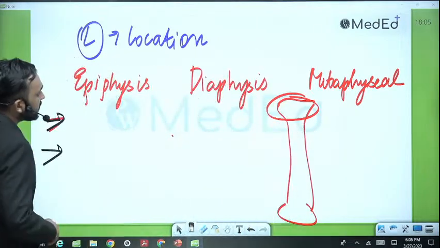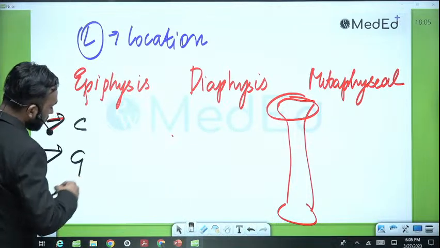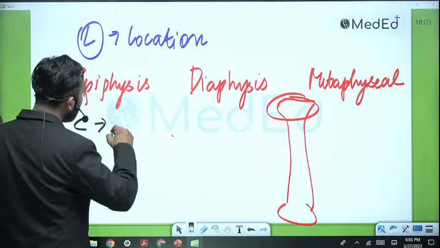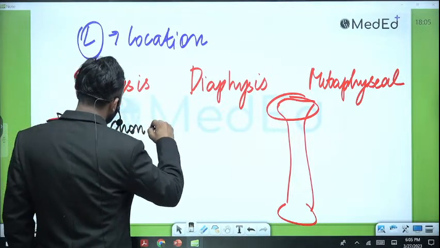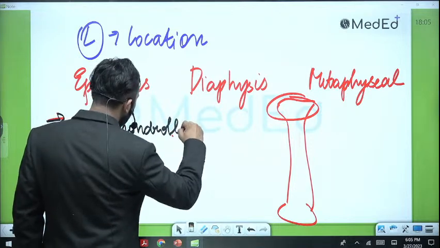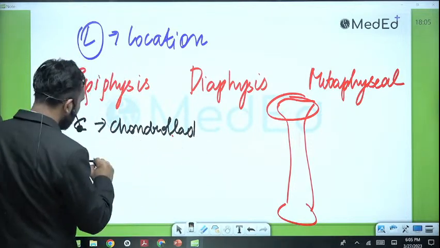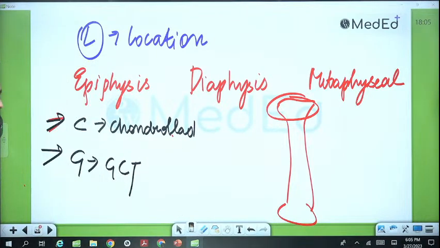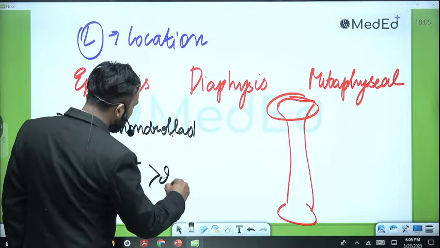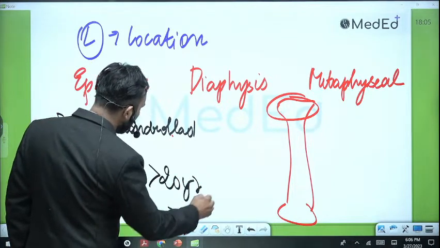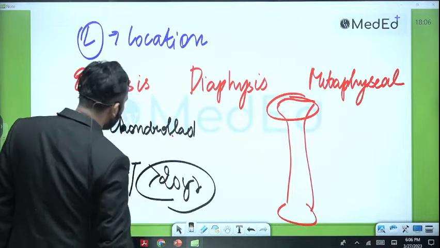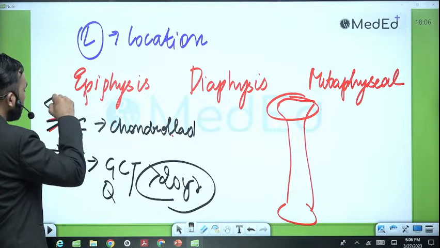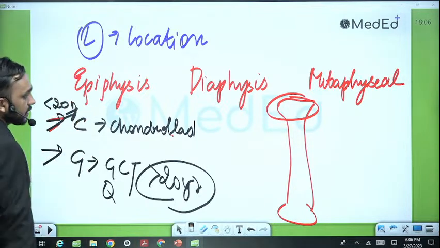Talking about the tumors which are common in the epiphyseal location, the tumors are ECG. It can be remembered with a simple mnemonic, ECG, where C stands for chondroblastoma, G stands for giant cell tumor. Just remember that G will be found in patients more than 20 years of age. This was asked in the NEET PG exam also. And C will be found in patients less than 20 years of age.